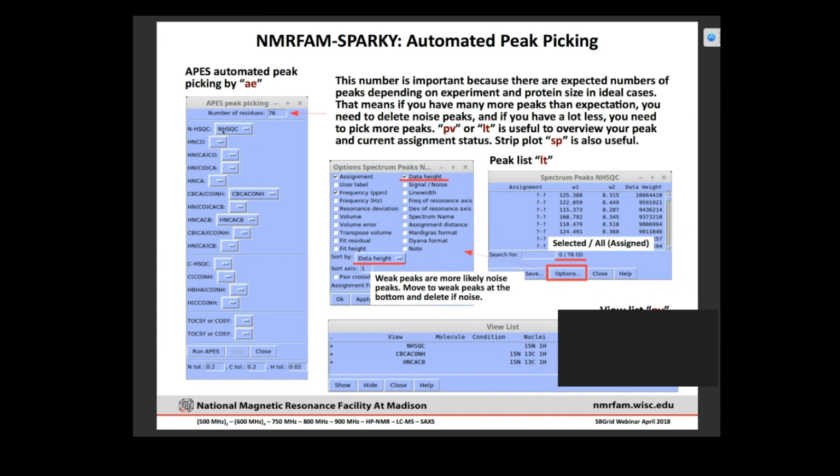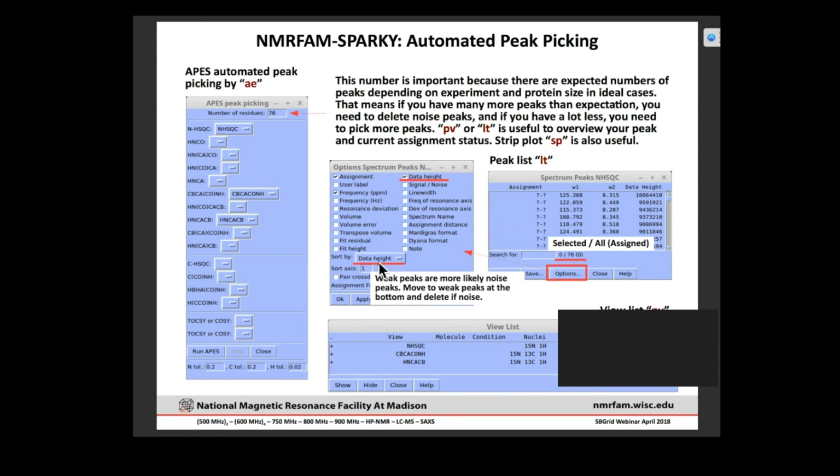So you select NHSQC, CBCACONH, HNCACB, and then run APES, and then it will automatically pick peaks in your spectrum, and then you refine peaks using peak list and strip plots. So this automated peak picking strategy is in the YouTube video, so you can find it.